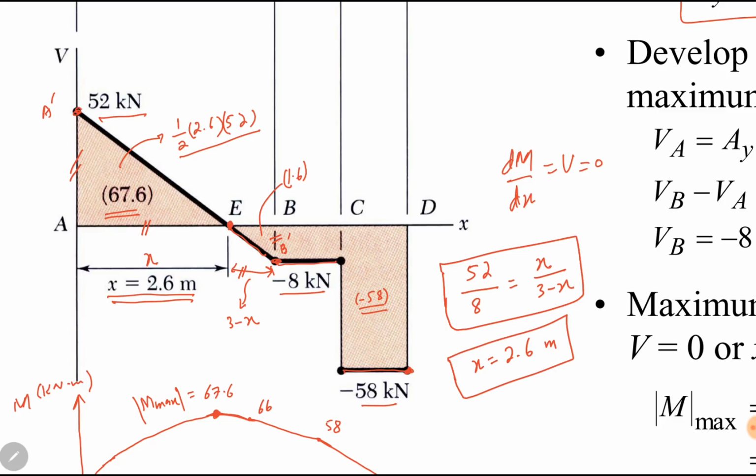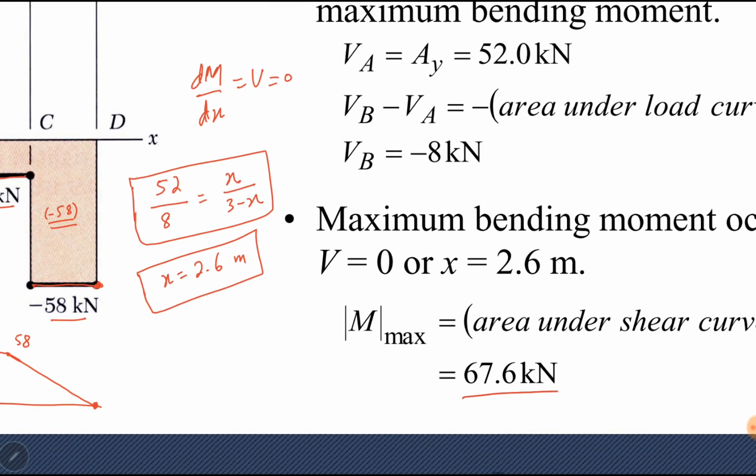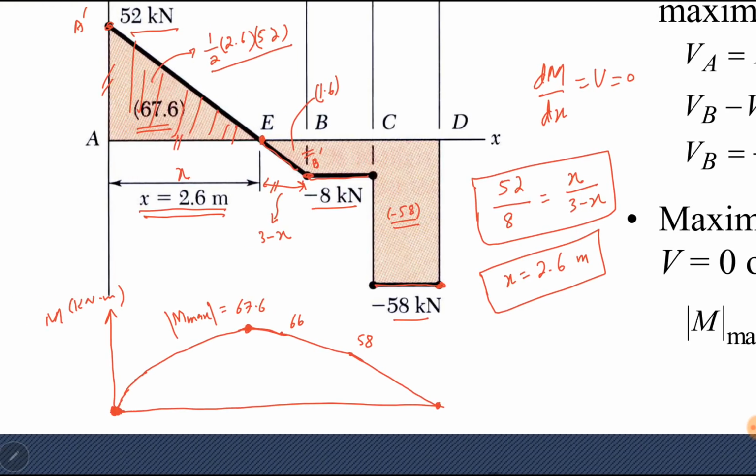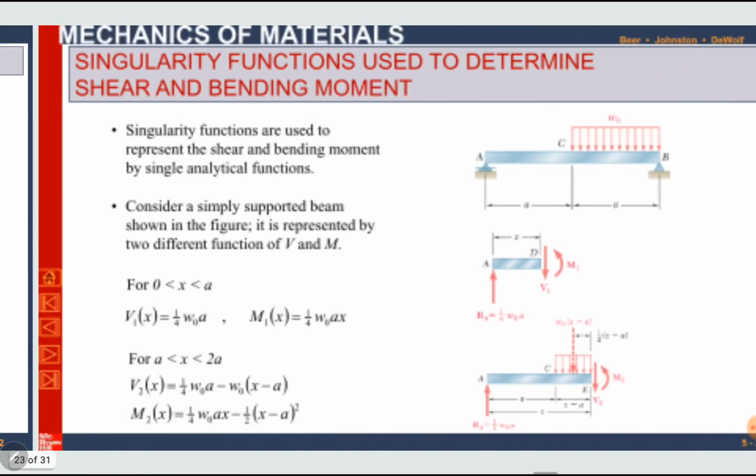We know X, which is 2.6, so we can find the area under this triangle, which is 67.6, and it is maximum. So either use this method, or if you want to draw the bending moment diagram, from both methods you can find the maximum moment, which is 67.6 kilonewton meters. Maximum moment has been calculated.